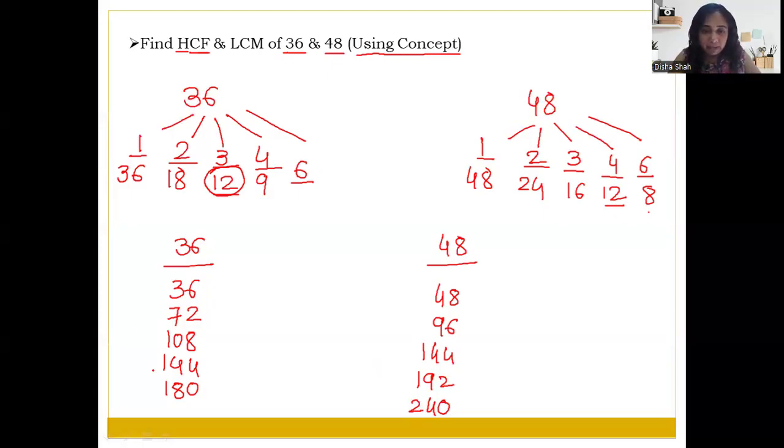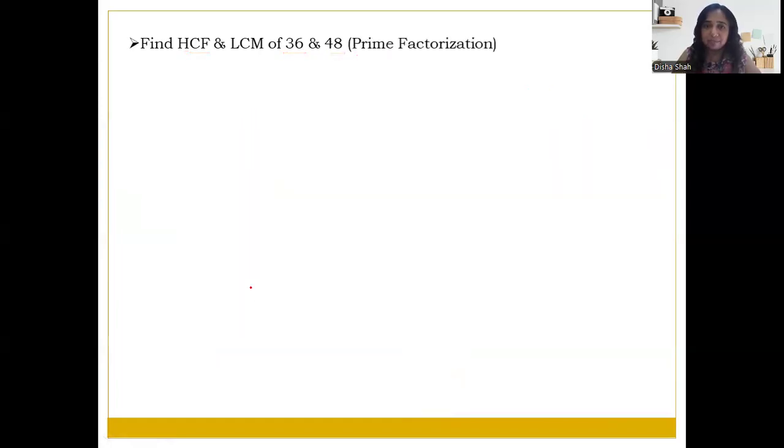Now, what is the common multiple? Here I can see that 144 is common in both, and this is the smallest. So we can say that the LCM of 36 and 48 is 144. This definition, the full form of HCF and LCM, is how we found the HCF and LCM.